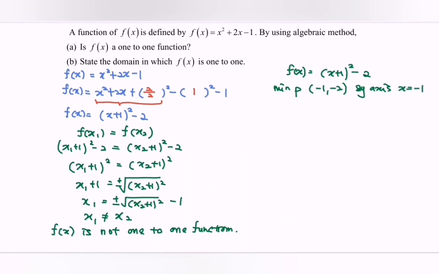So for this situation, we have to refer to the symmetrical axis. Either we choose the left of the symmetrical axis or the right of the symmetrical axis. For this case, the domain would be -∞ until -1, or the domain from -1 until infinity. Both of these are answers, but we only have to choose one of them. So for this case, state the domain in which f(x) is one-to-one. I would prefer to choose the right-hand side, which is -1 until infinity, in order to make it become a one-to-one function.